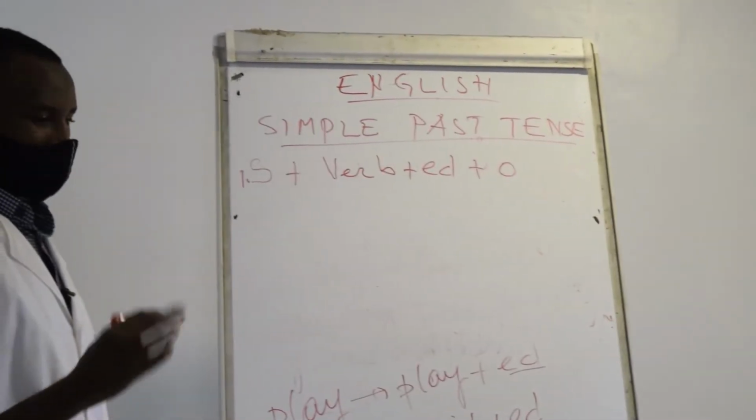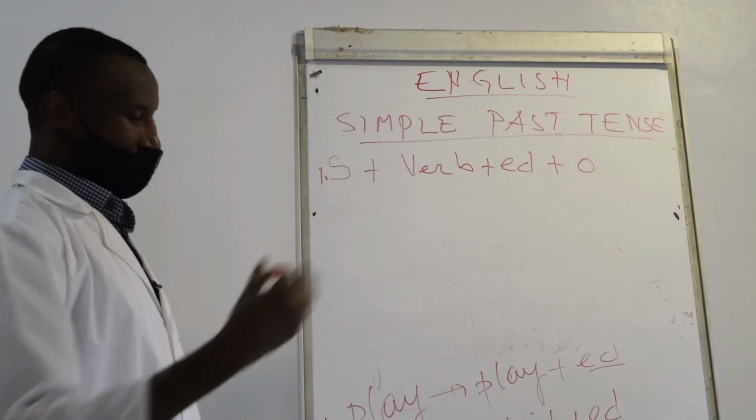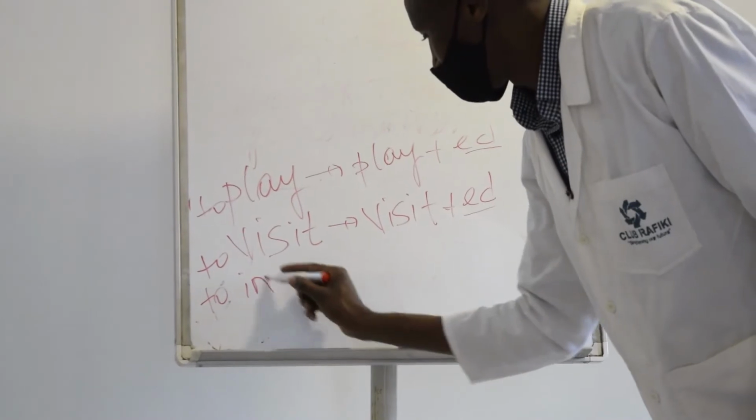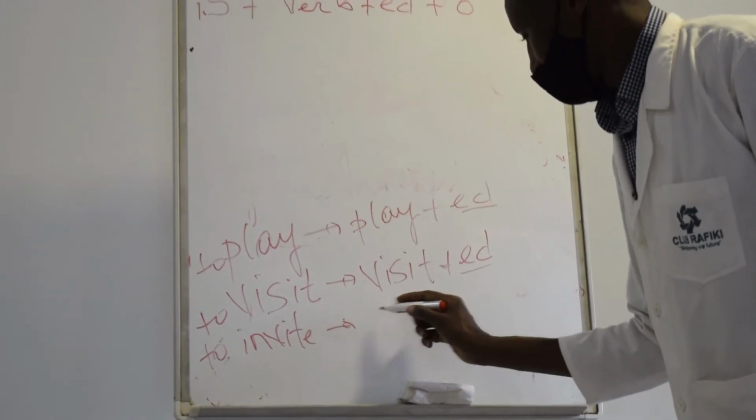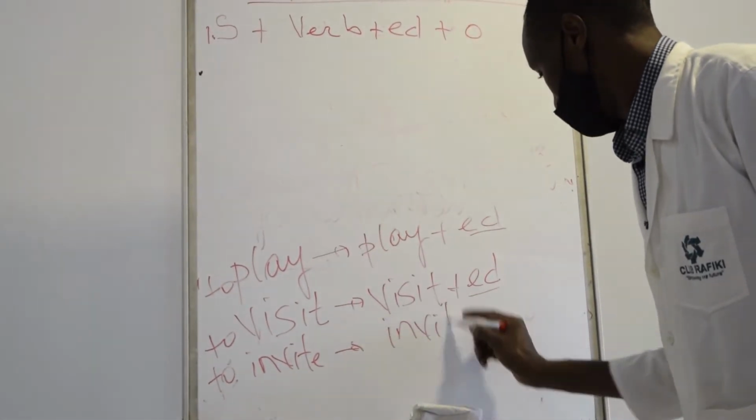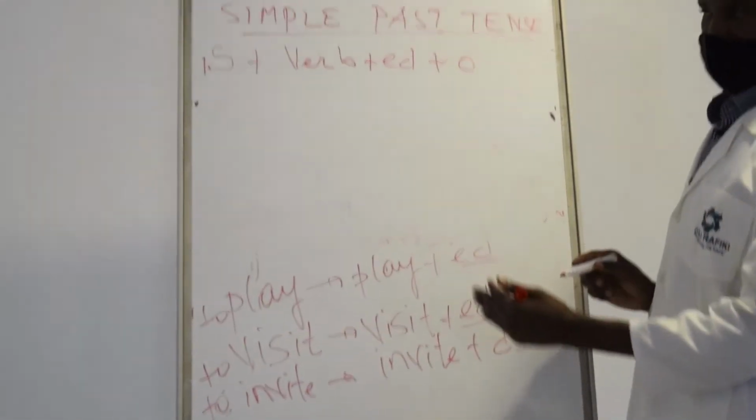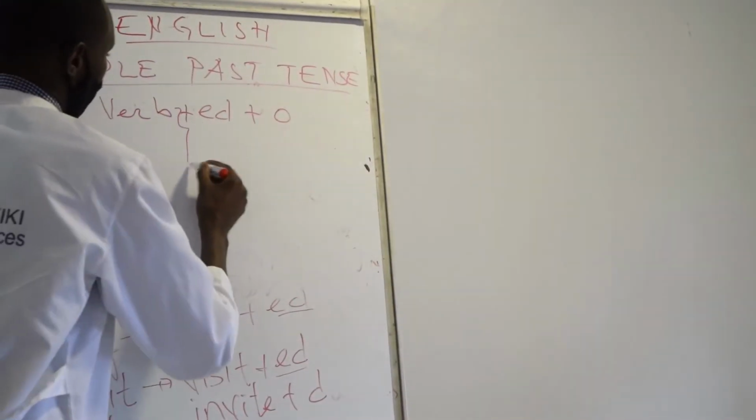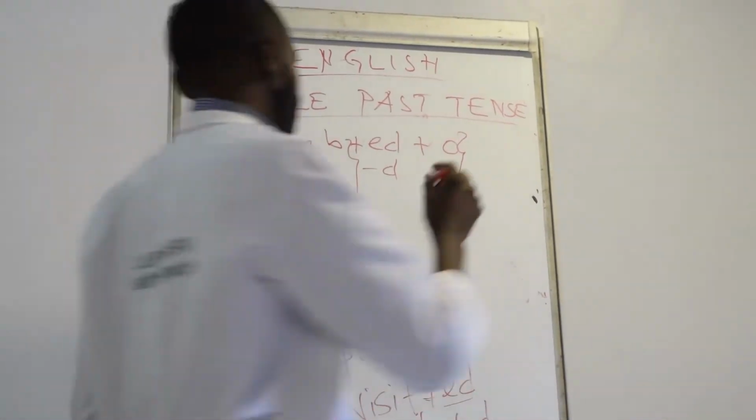Isn't it? But if you have maybe the verb to invite, how could we put it in the past? To invite. Here we get invite plus only D. It means, number 2, you can add E, D, or you can also add only D. Is that it? Here it is done for regular verbs.